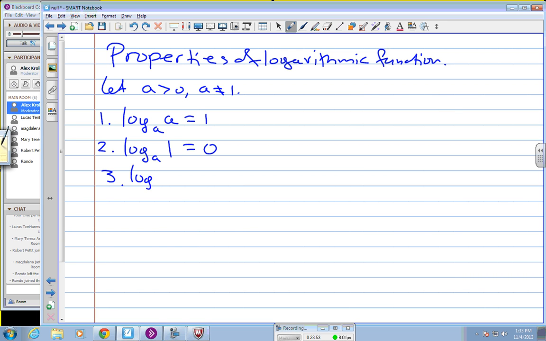If we have log base a of a to the x, what is that? X. To what power do I need to raise a to get a raised to the power x? That's x. And the fourth property is a raised to the power log base a of x also equals x.